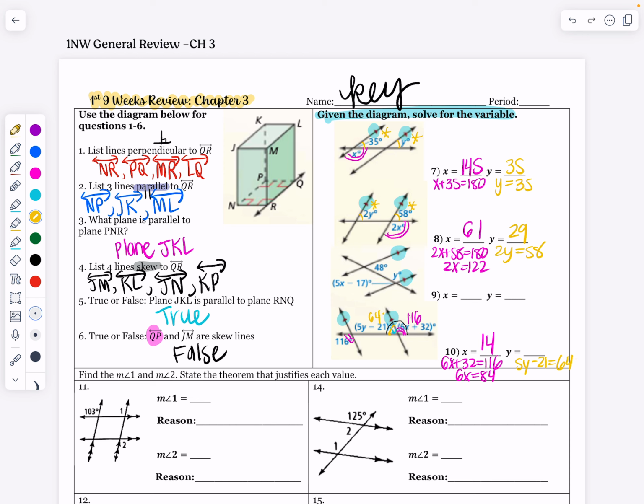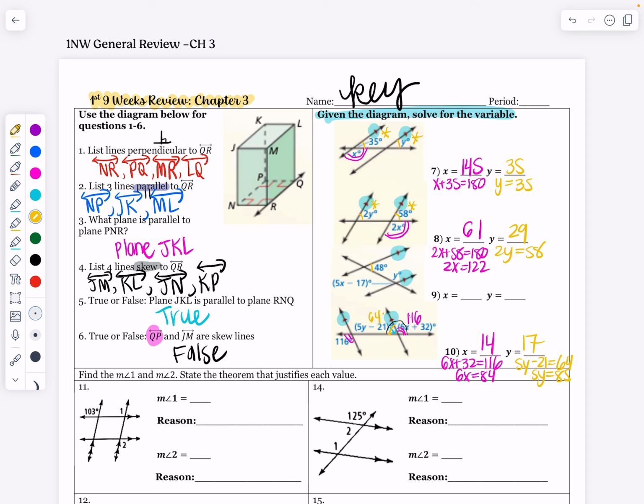And so I'm going to do 64 plus 21. That gives me 85. So 5y equals 85. I'm going to divide by 5. And that is 17. So I need to backtrack since my brain is skipping ahead.